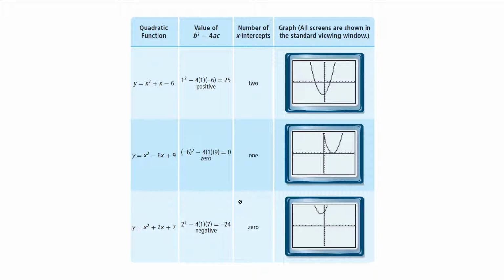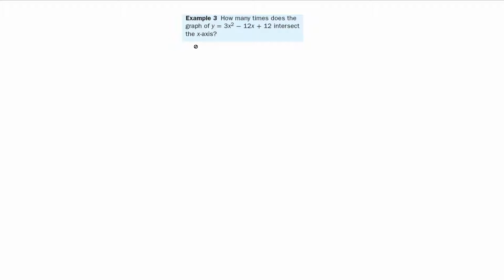All right. One last little bit. How many times does the graph of y equals 3x squared minus 12x plus 12 intersect the x-axis? Well, at the point of intersection of the x-axis, this is when y equals 0. Remember, we'll have our axes. The origin is 0, 0. And so any point on the x-axis, y equals 0. Any point on the y-axis, x equals 0.